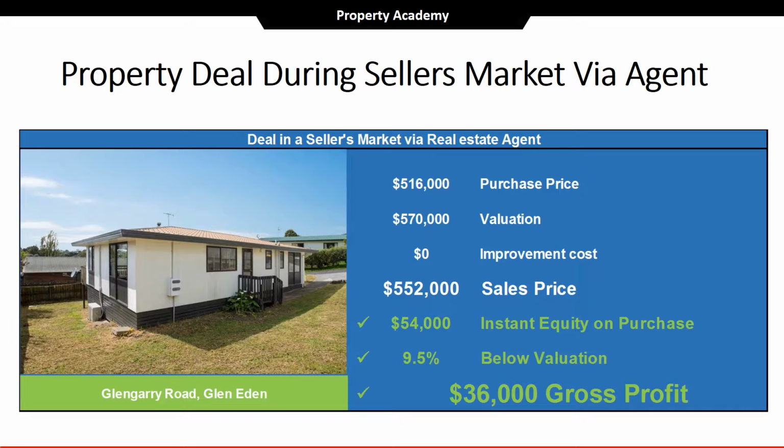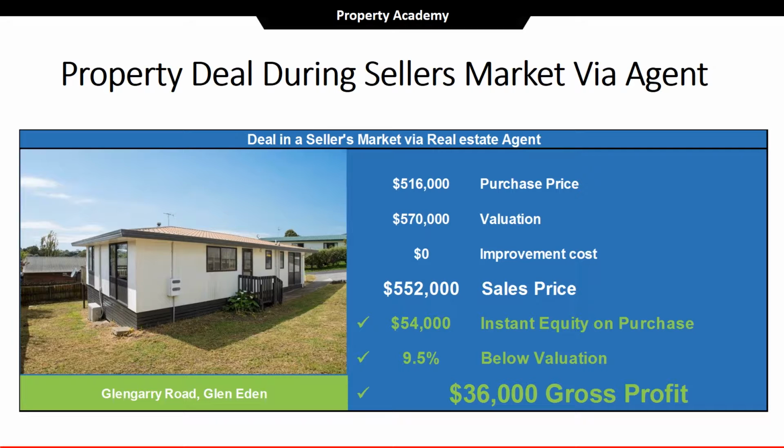Now, equity isn't real cash. It's not something you can just go to the bank and use, or do your shopping with. But it shows us where we should be at if the property had actually sold at 570. And because it didn't sell at 570 and it sold at 552, I didn't have 54,000 in the hand, and instead I had 36,000 in the hand.